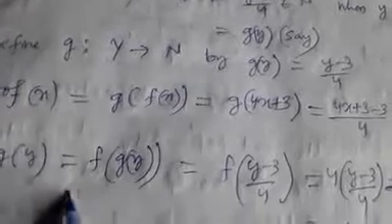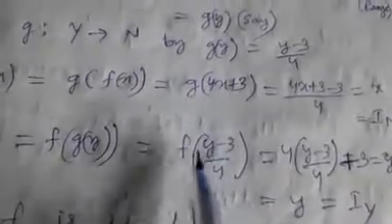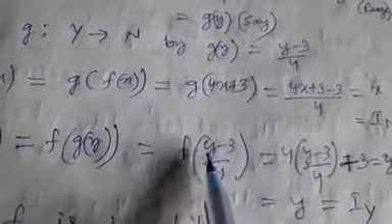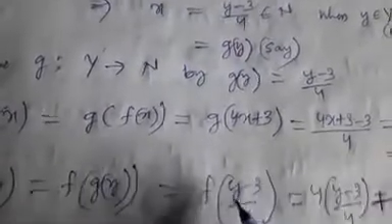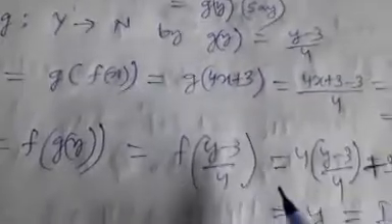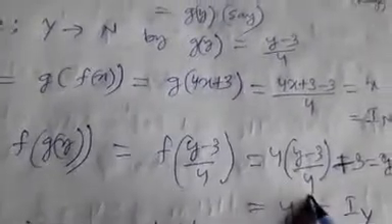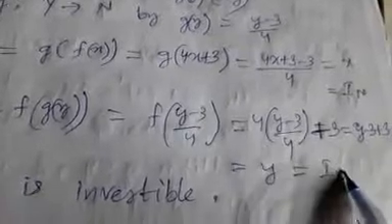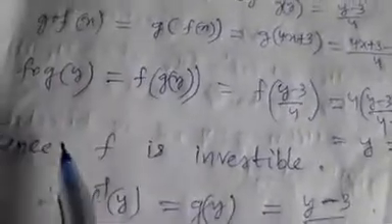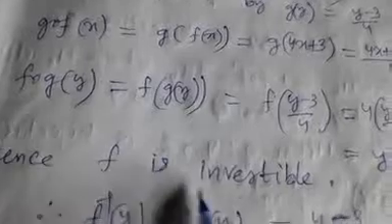Now, f∘g of y is equal to f of g of y. So, in the place of g of y you put (y minus 3) by 4. So, here in the place of x, (y minus 3) by 4 is given. So, in the place of x you put 4 into (y minus 3) by 4 plus 3, which is equal to y minus 3 plus 3, that is equal to y, which is equal to identity of y. Hence, f is invertible.